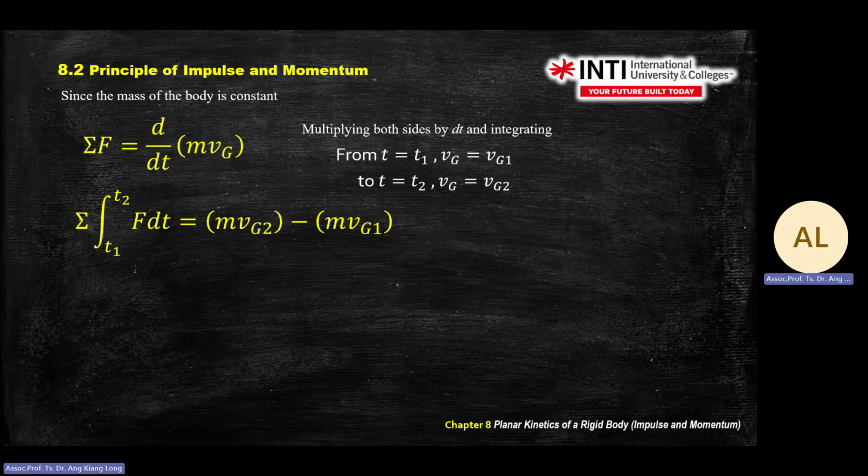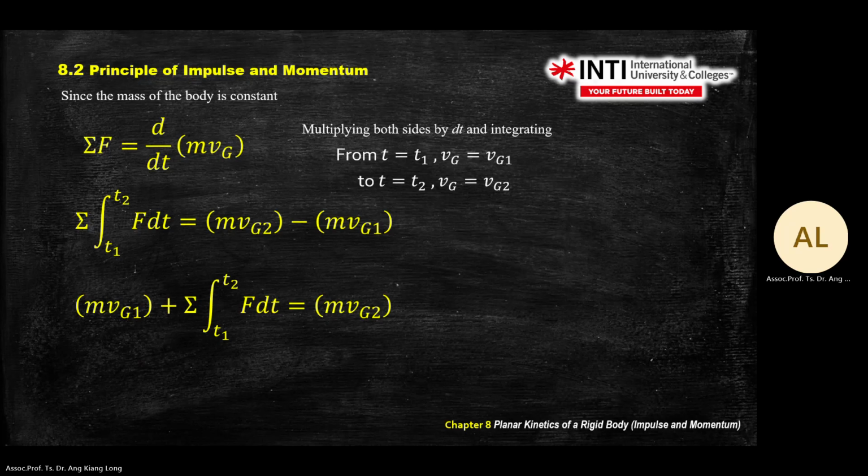Left hand side is impulse. Then, because we don't like a negative sign in our equation, we move mv1 to the left, and you get the principle of impulse and momentum. Basically, it's from F equal to ma. This is called the principle of impulse and momentum that you will see and need in your final exam. Just remember the principle of impulse.